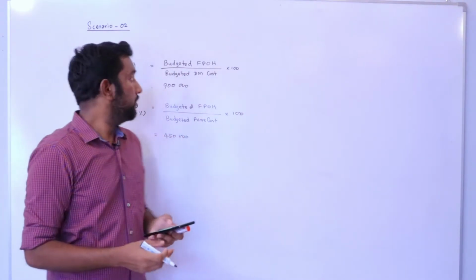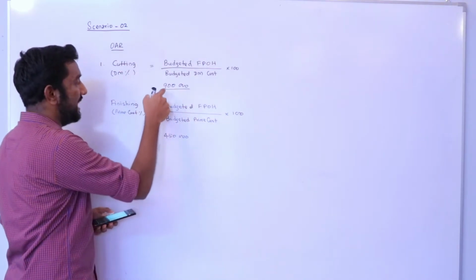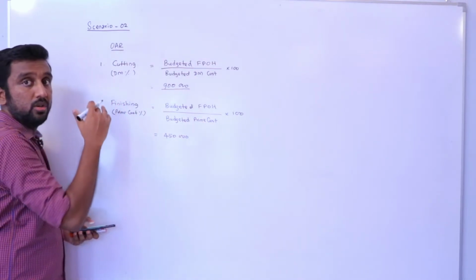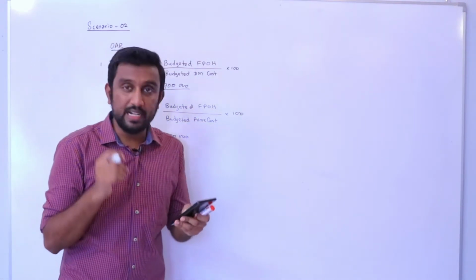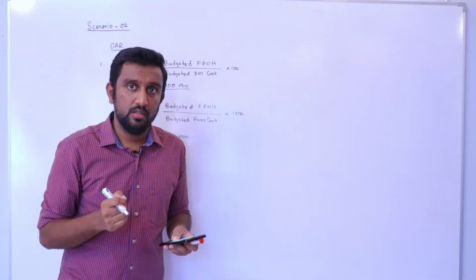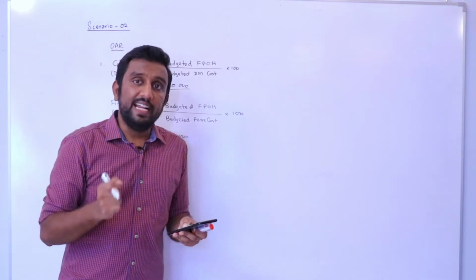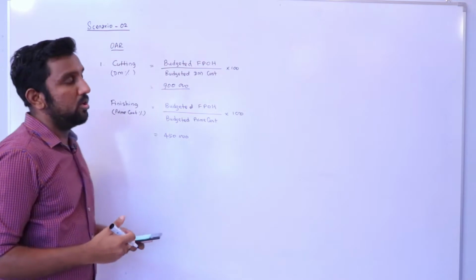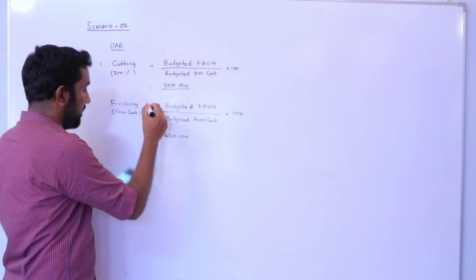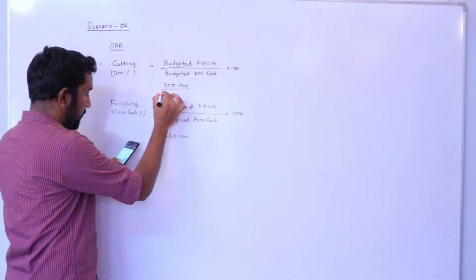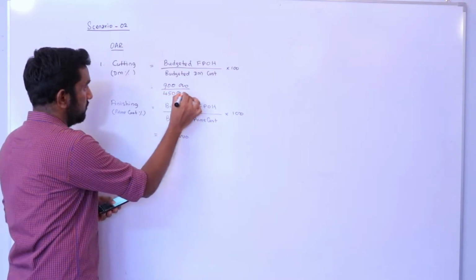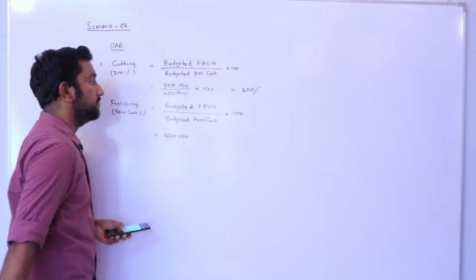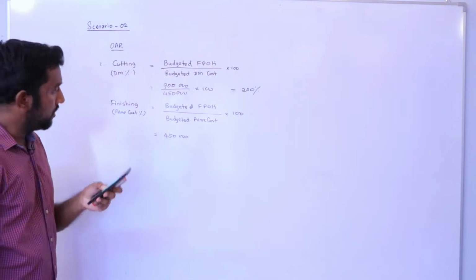Then you have to use the budgeted direct material cost for the cutting department, because we are finding for the cutting department. It is based on department, not based on the product. So you can't add both departments' direct material cost, because I am finding for the cutting department only. So what is the direct material they gave? Budgeted direct material they gave for 50,000 into 100, we got 200%.